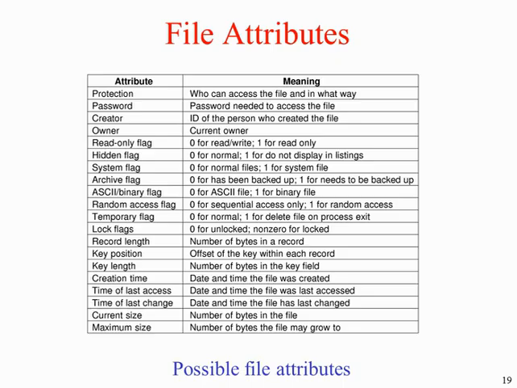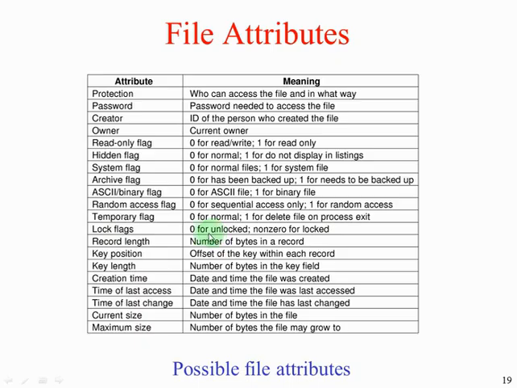Then whether it's an ASCII file or binary file, okay, so 0 for ASCII file and 1 for binary file. And random access flag, which says 0 for sequential access only and 1 is for random access. Okay, temporary flag, which is 0 for normal and 1 for delete file on process exit. That means that the file will be deleted as soon as the application which opens this file has exited.